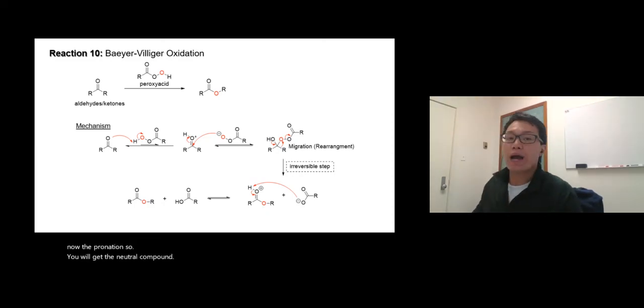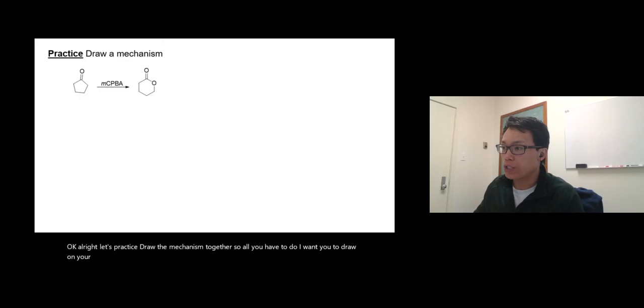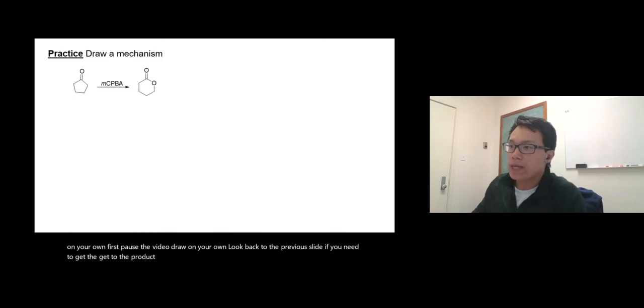All right, let's practice drawing the mechanism together. I want you to draw on your own first. Pause the video, draw on your own. Look back to the previous slide if you need to get to the product. Okay, now check with me. So mCPBA, you have used this reagent many times now. It's a type of peroxy acid.